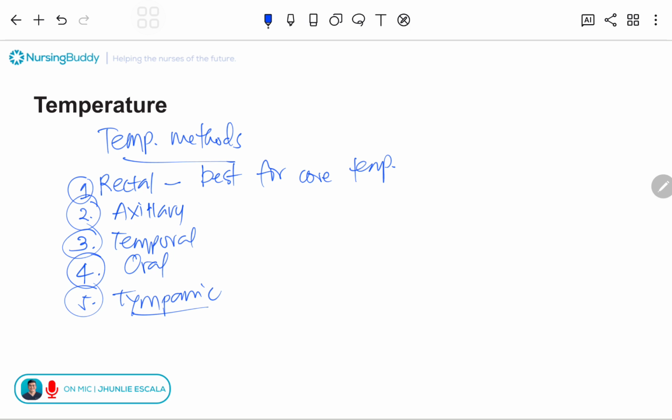Una, that is to get the accurate temperature ng baby natin. And another, class, that is to assess a certain condition in your newborn. Okay? Sa puwet natin kinukuha, in the rectal route natin kinukuha ang temperature. Firstly, to get the most accurate reading, kapatid. Aside from that, to assess for what we call anal atresia. Kapag sinabi natin anal atresia, okay?